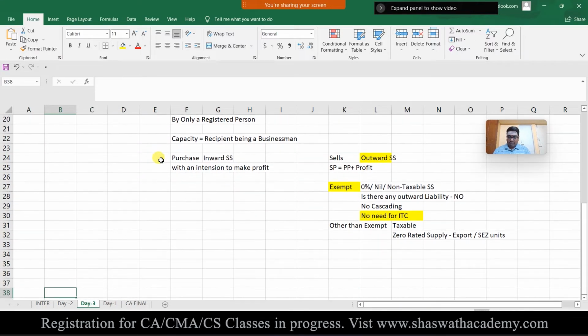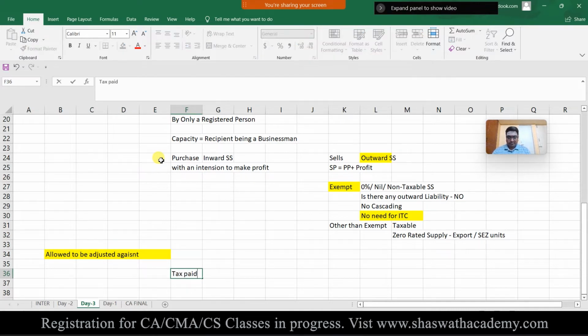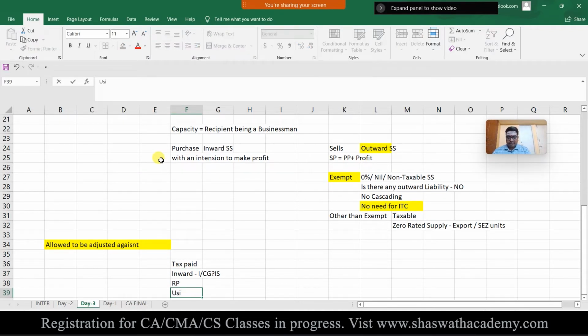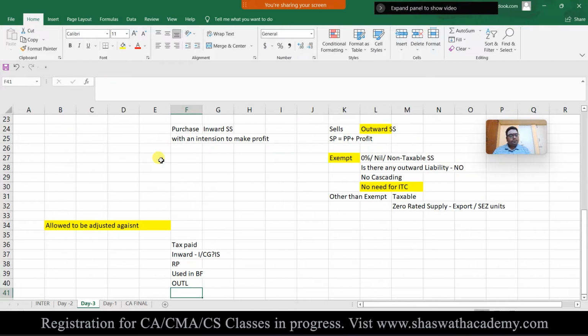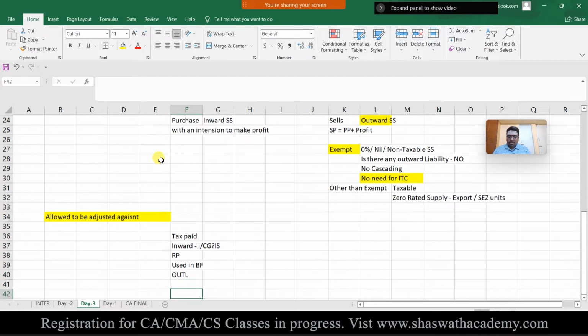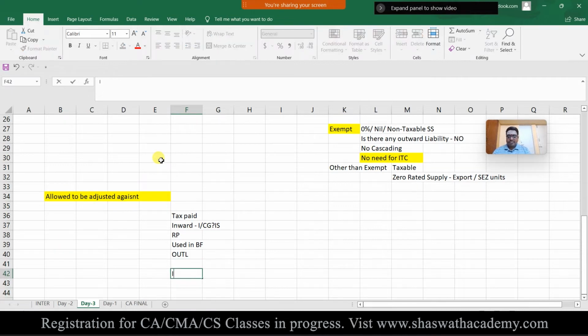Sir, what do you mean by allowed to be adjusted, sir? Look at the iterations one has to come. Simply, I cannot say tax paid. This tax paid has to satisfy the above criteria. That means to say, it is on inward supply, being inputs or capital goods or import services. It has to be paid by a registered person and it must be used in the furtherance of business. And that should result in output tax liability. All these conditions are satisfied now. I can call it as input tax.